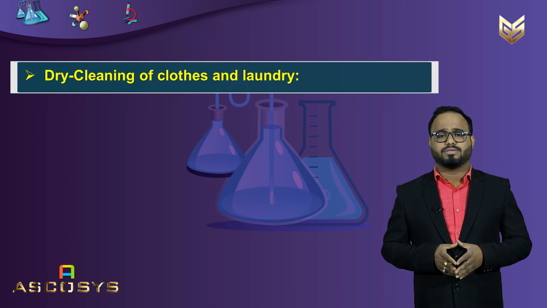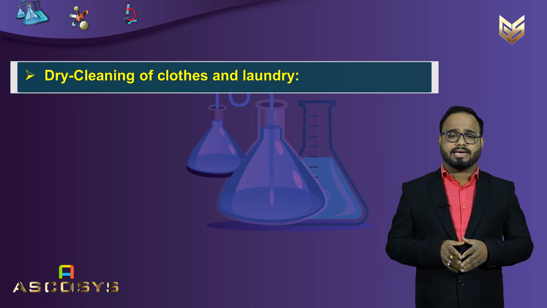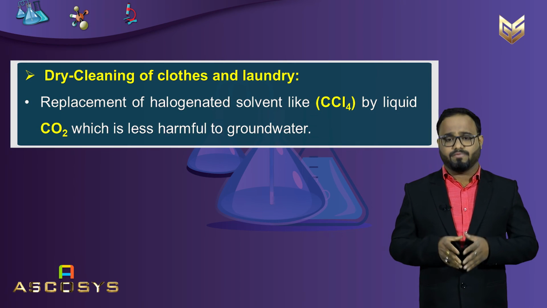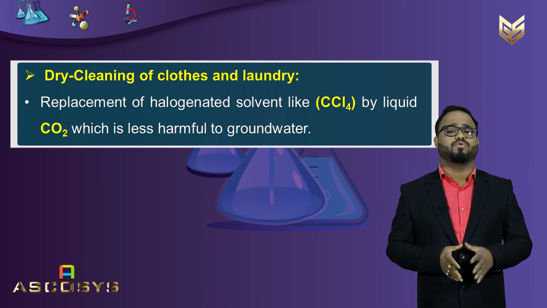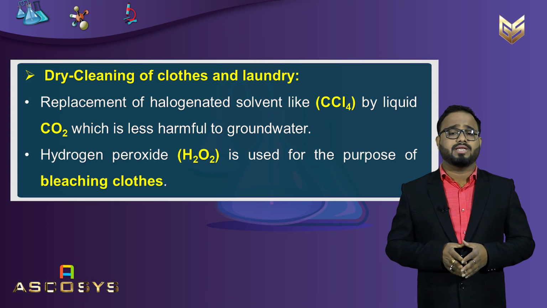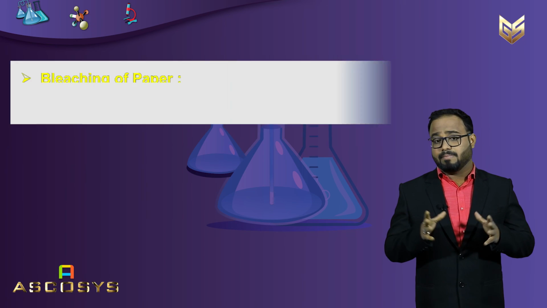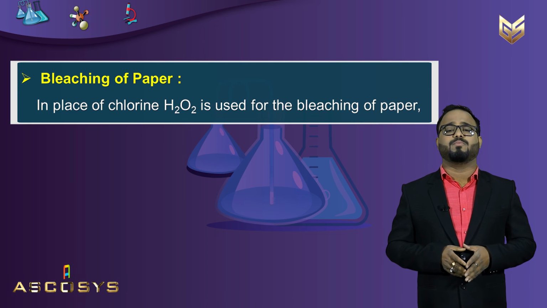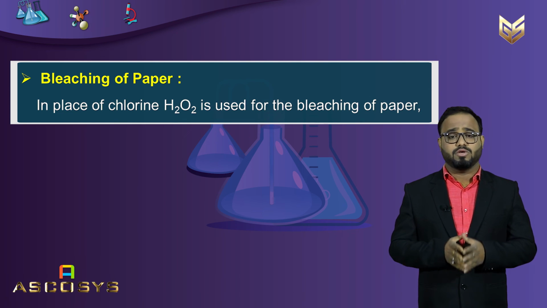Dry cleaning of clothes. I guess many of you frequently visit a laundry to dry clean. What is the concept of dry cleaning? Replacement of halogenated solvent like CCl4 by liquid carbon dioxide is very less harmful to groundwater. Hydrogen peroxide, that is H2O2, is used for the purpose of bleaching clothes. Bleaching of paper is another important phenomenon under green chemistry, which says in place of chlorine, peroxide is used for the bleaching of paper.